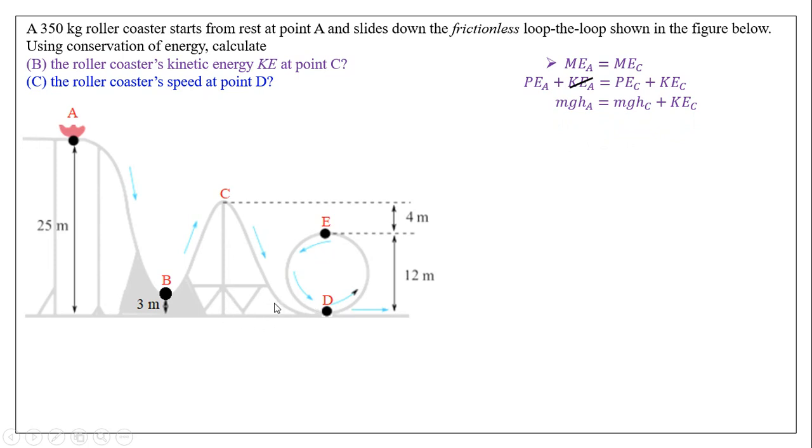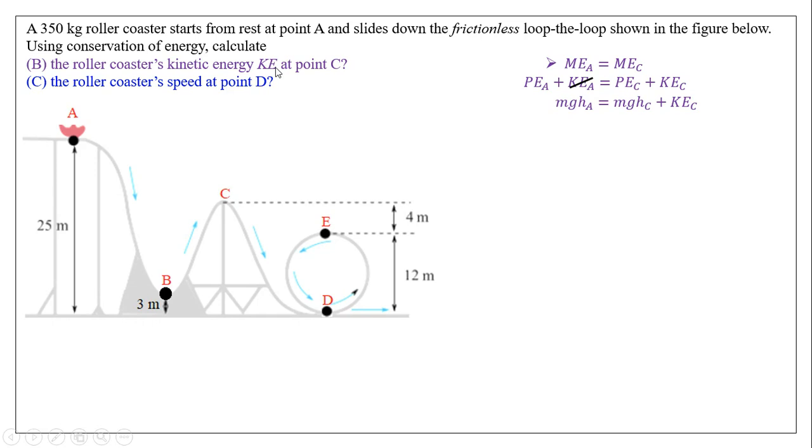Watch my cursor. In the diagram, it says from the ground all the way up to E is 12, but then from E up to C is another 4. So 12 plus 4 is 16. Make sure you measure things correctly and interpret diagrams correctly. Otherwise, you're going to take an L just because you're sloppy. You notice in my work, I expand PEA into mgHA. I expand PEC into mgHC. But I did not expand KEC. Why? Because it asks you to find kinetic energy.